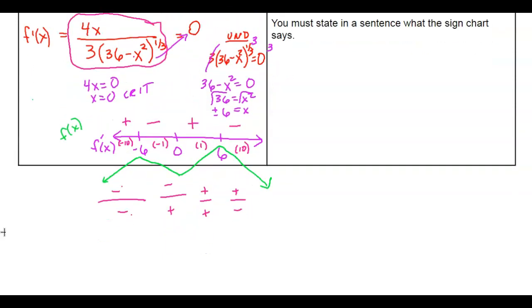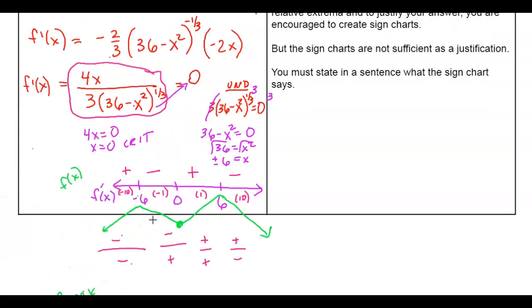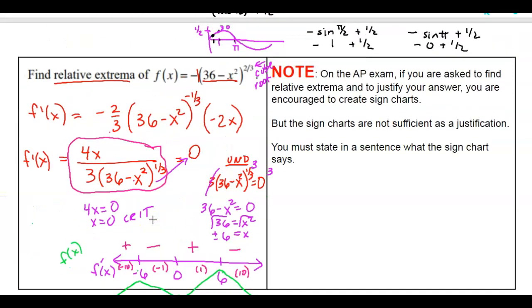So our final answer is, our endpoints don't matter because they're going to keep going forever, but we have a local max here and here. So it's 6 and -6. And we have a local or relative min right here at 0. Okay. And I just want the x values. If you want the y value, you would just plug it into the original.